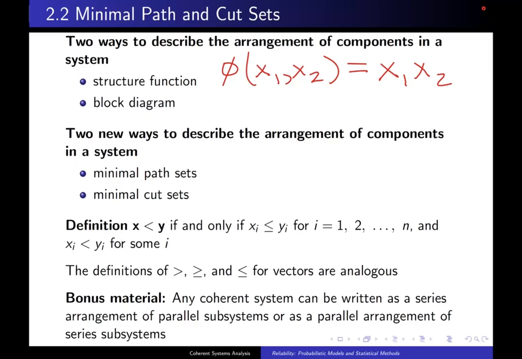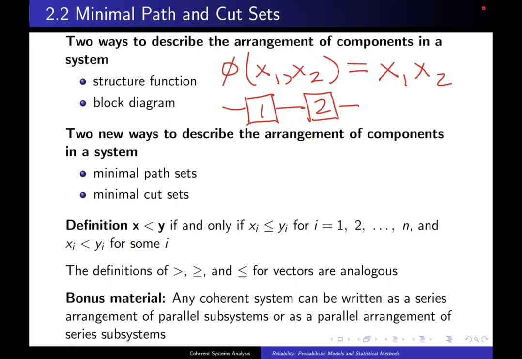A second way is to draw what's known as a reliability block diagram. Sometimes these are abbreviated RBD for reliability block diagram. There is the reliability block diagram for a two-component system where the components are arranged in series. So those are two ways to describe a system and how the components are arranged in that system.